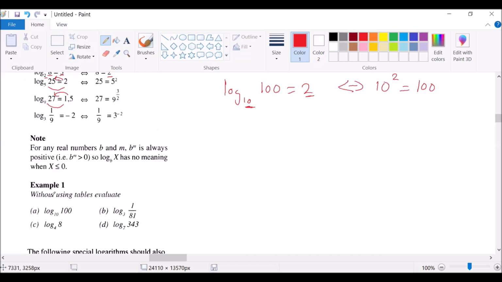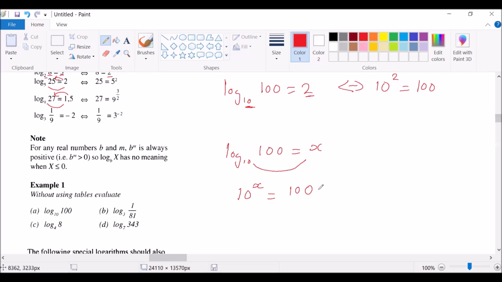Let's look at this example. Work out, without using tables, evaluate log to base 10 of 100. So we're saying log to base 10 of 100 is equal to x. So we say 10^x is equal to 100. So we express 100 as a base of 10.